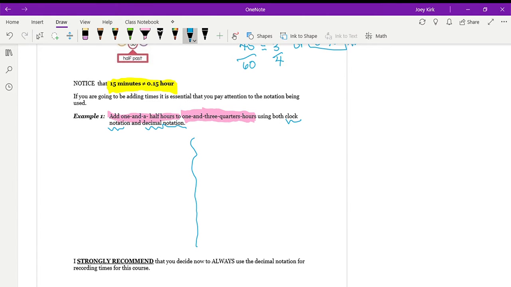So the first way we would do it, if we're looking at clock notation, oh, that's really not very nice, is it, Miss K? Okay, I'm just going to erase this and make it nicer, hopefully. Clock.